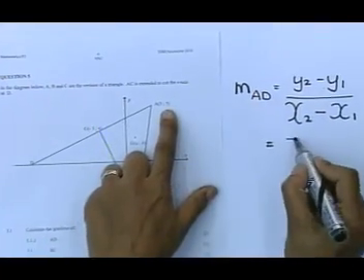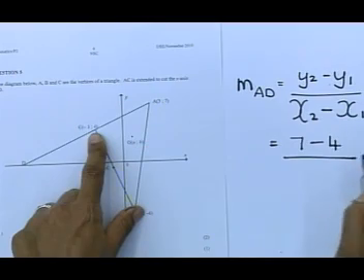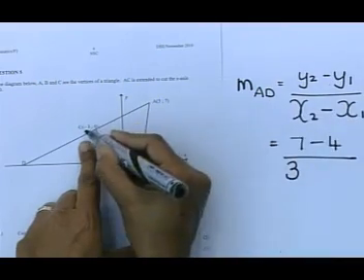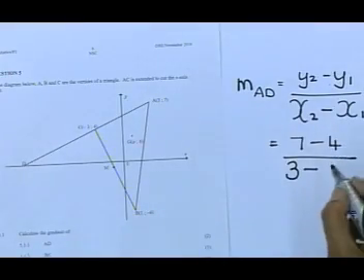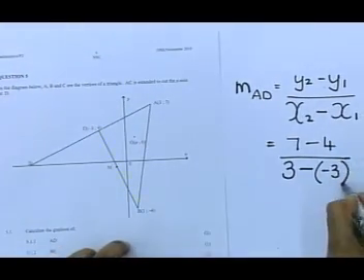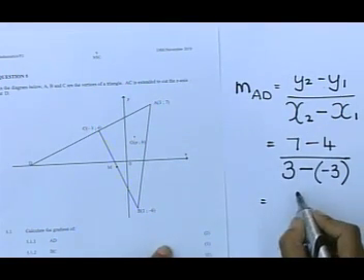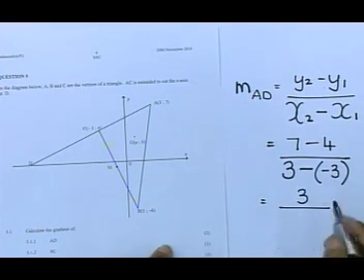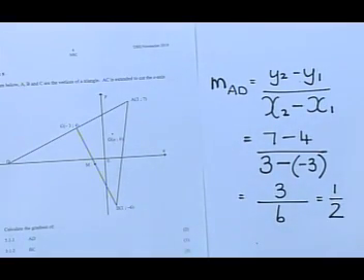So I'm going to say 7 minus 4, divided by 3, and here comes the mistake everybody makes. You see the -3, now you write negative. But there's already a negative in your formula. So you go and you do that. If you want to go directly to +3, that's fine. 7 minus 4 gives me 3 over 3 plus 3. A negative times a negative is a positive, so 3 plus 3 gives me 6. And the gradient of AD is a half.